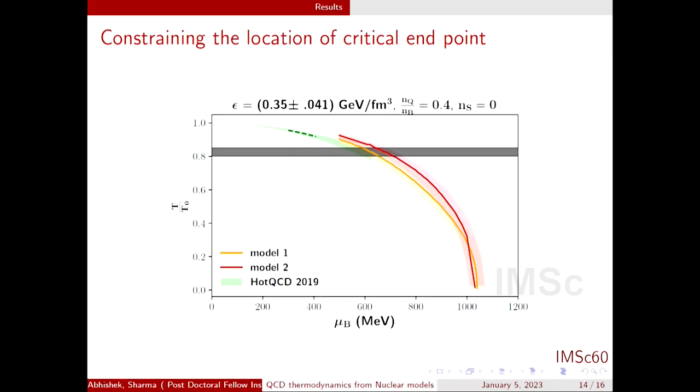Now I come to my final result. On the y-axis, we have temperature scaled by the critical temperature, and on the x-axis, we again have the baryon chemical potential. The green band is the crossover line known from lattice QCD, and the pink band is a result from the nuclear model. Each point in the pink band corresponds to an energy density, which is given in the title. This energy density is the energy density corresponding to the crossover transition at 0 mu b.